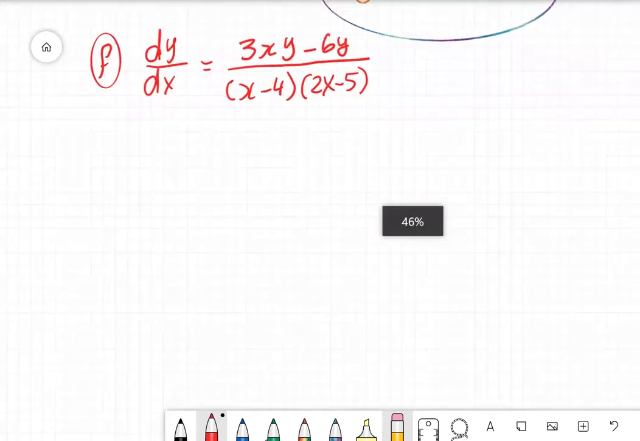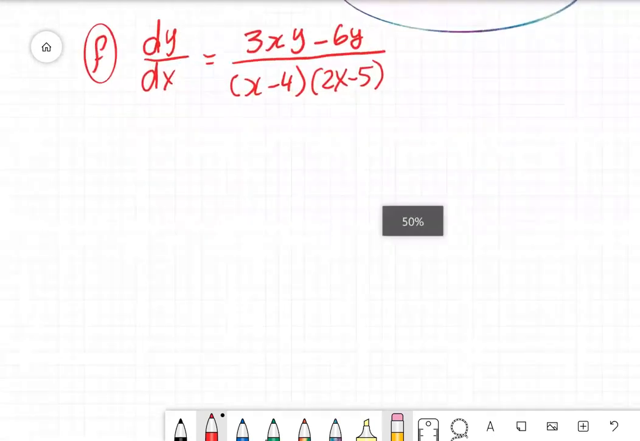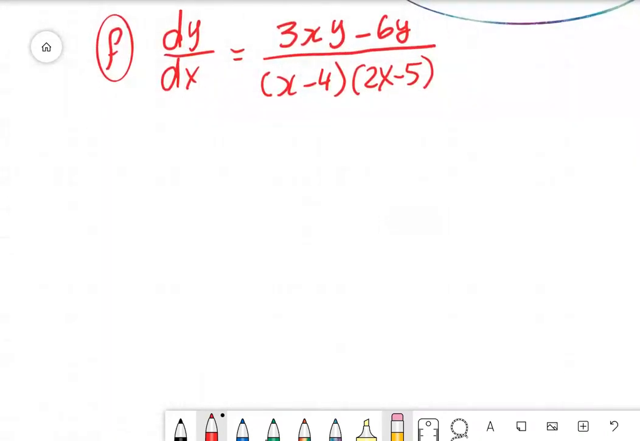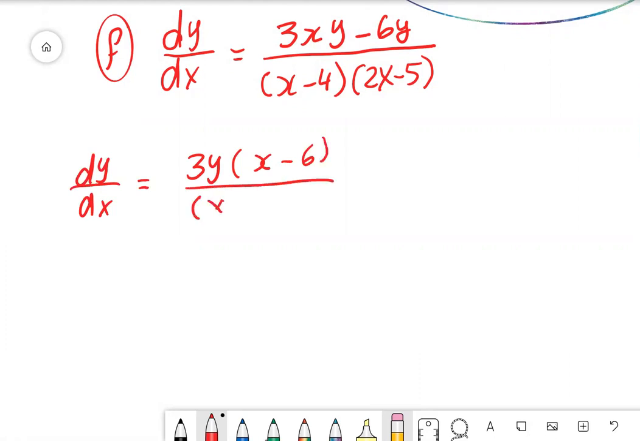Can you hear me clearly? Yes. Okay, good. So, first of all, here we have 3xy minus 6y. We can take 3y as a common factor from here and write it down like dy over dx equals 3y as common, left with x minus 6 here, divided by x minus 4 and 2x minus 5.